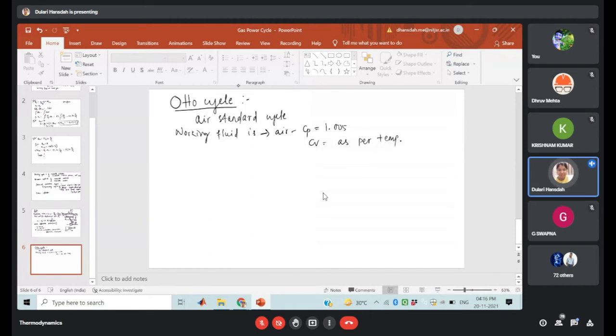Here also we will consider that no chemical change is possible, because the air standard cycle is nothing but the ideal cycle or theoretical cycle. So we are neglecting all the chemical reactions and changes like that. Got my point? The molecular weight of air will be considered for the analysis. So all the properties of air will be considered in the Otto cycle, the air standard cycle, for the analysis of the heat engine.